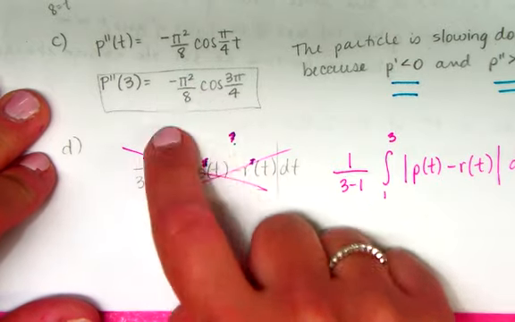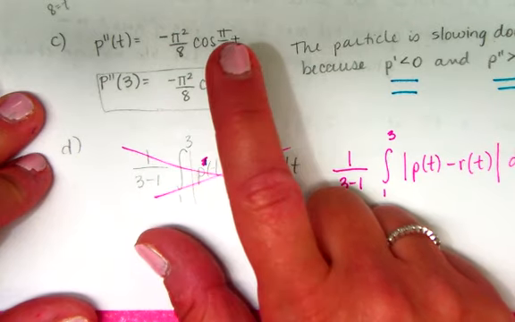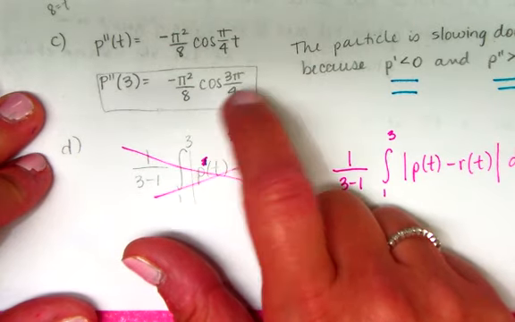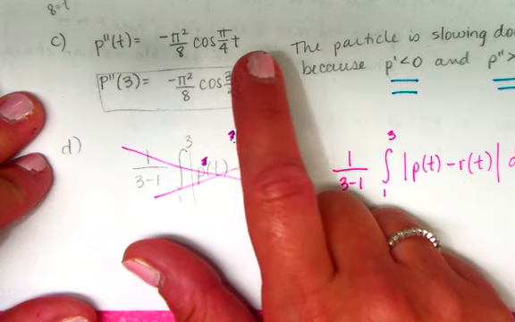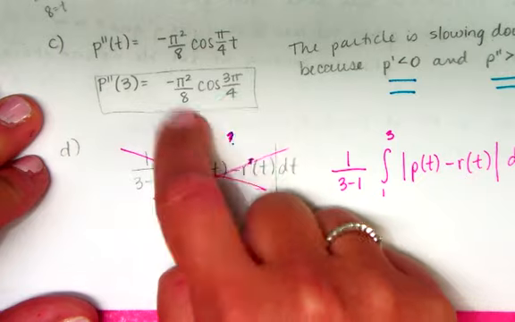Right? Oh, wait, cosine of 3 pi fourths. That's negative, right? So when you multiply it by this negative entity, you get positive for all of that, right?